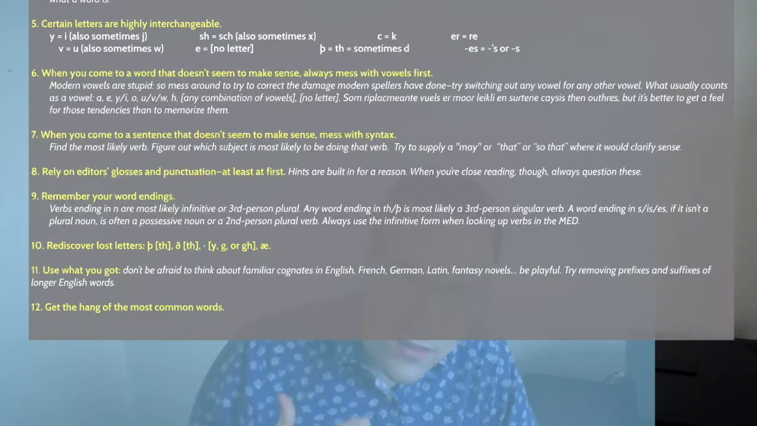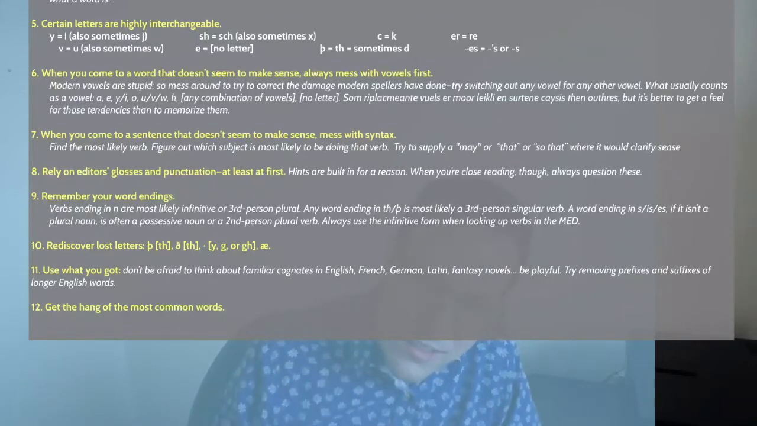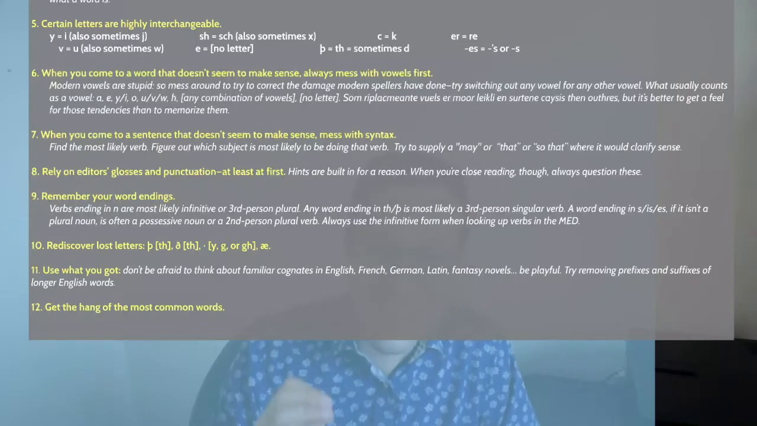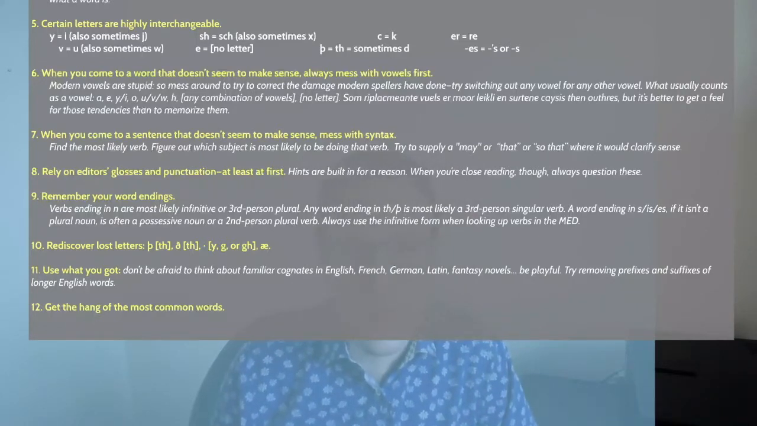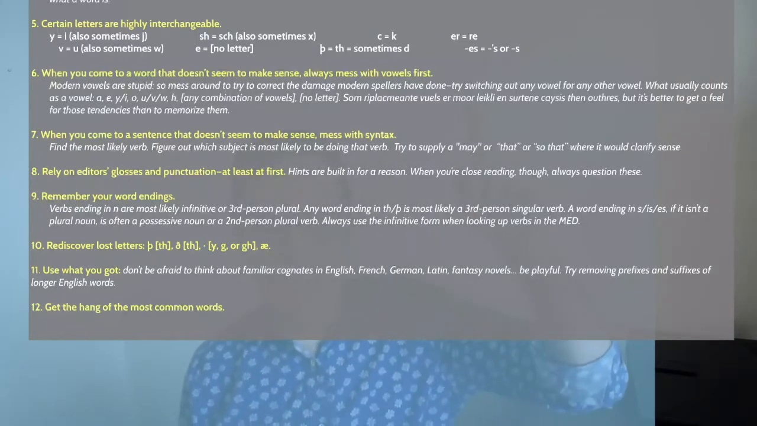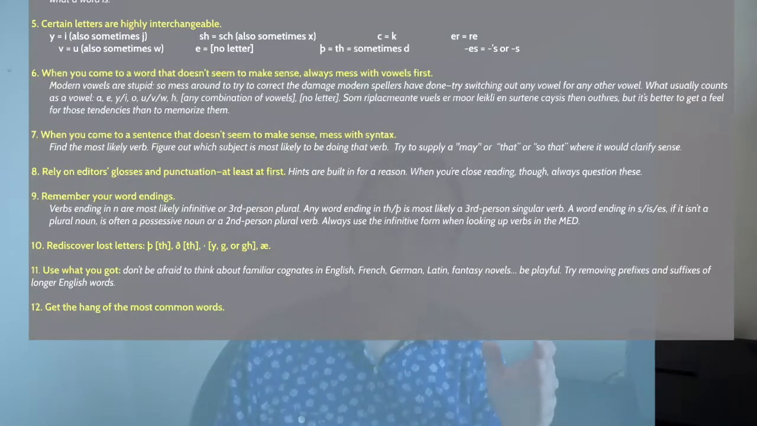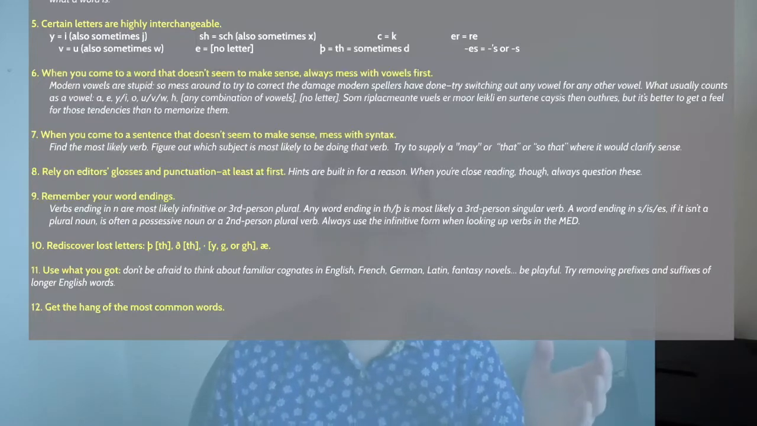The thorn represents the th sound. You'll usually see it just written out as th in the editions we're using, but keep your eye out for it. And sometimes you might want to switch that with a d sound and see if that helps. And finally, an es ending usually represents either a plural or what we would call an apostrophe s in modern English, a possessive s.